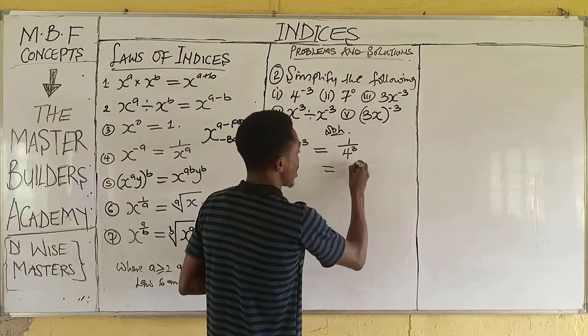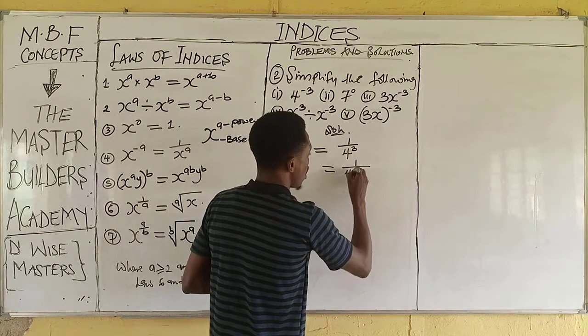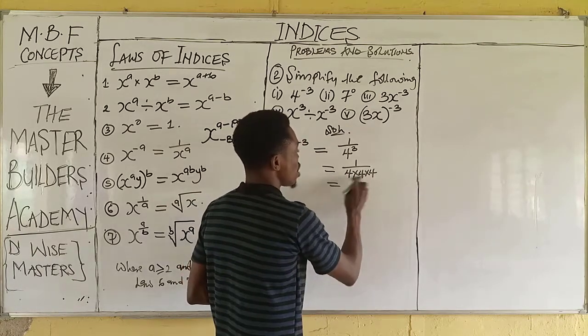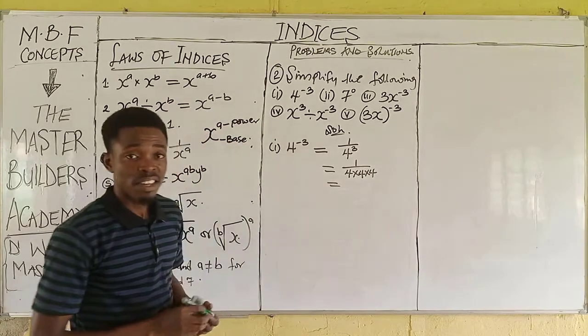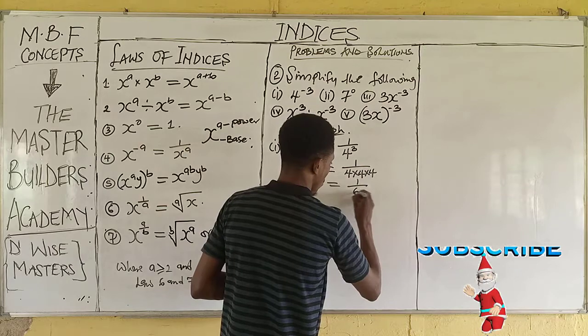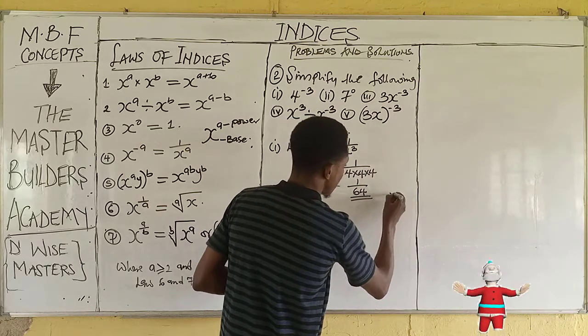So for this now, I'm going to have this as 1 over 4 multiplied by 4 multiplied by another 4. And 4 times 4 is 16. 16 times 4 is 64. So I have 1 over 64. This is the answer to this question.